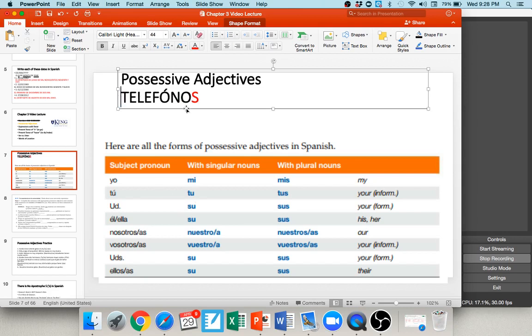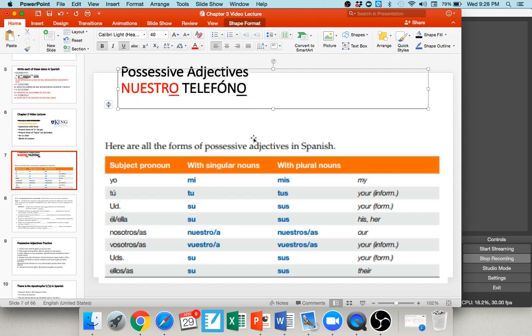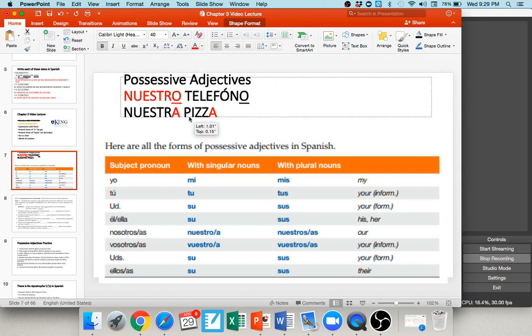Okay, this is where things get tricky. If you want to say our, whatever the object is, in this case our phone, you use the word nuestro. Now, in this case, teléfono was masculine and ended in an O, so nuestro also has to end in an O. Okay? Now, if I were to change this and I were to say our pizza, I could not say nuestro pizza, okay? Because the word pizza is feminine. It ends in an A, it is singular, and it is feminine. So instead of saying nuestro pizza, I have to say nuestra pizza. Okay, has to agree in both gender and in number.